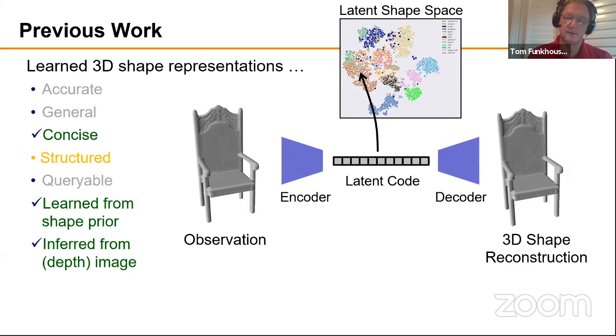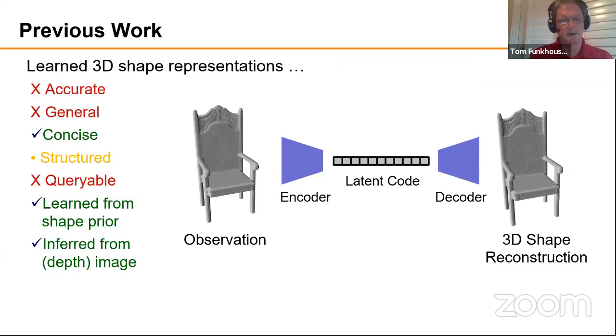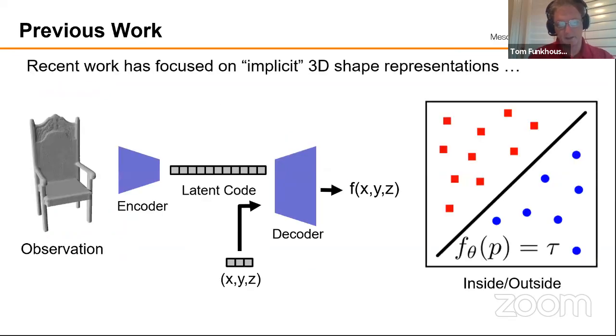And so, yes, there is some structure to the latent codes, but it's not structure that you can use for collision detection or any kind of decomposition into parts directly. And then they're often not queryable or very accurate, or certainly not general. Most methods are trained on a small number of classes, and then they don't generalize at all to things that aren't in those classes.